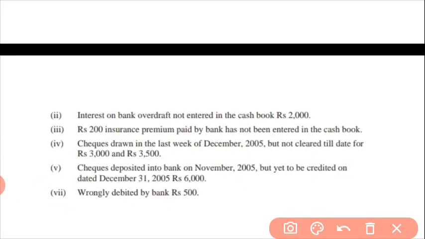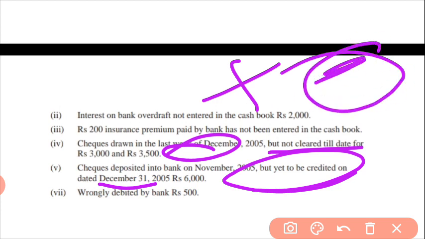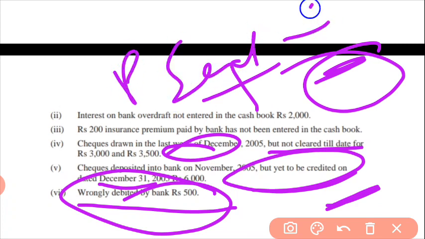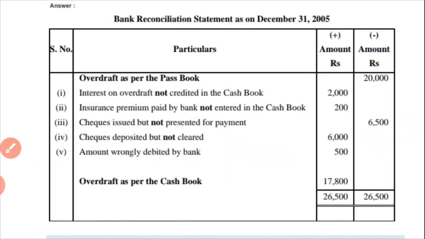Right? After that, a check deposited but not yet credited. Whenever it is credited, then it will be a plus item. After that, a check deposited into the bank but not credited. Now see here, as per cash book it will be a plus item, but we are preparing as per passbook, so here it will be a minus item. Wrongly debited, again it will be a minus item as per cash book, but we are preparing as per passbook, so as per passbook it will be a plus item. Now I'm going to show you the solution of whatever we have discussed just now.